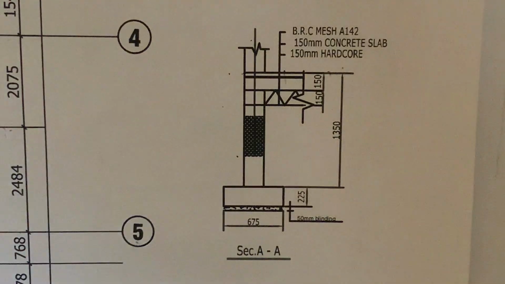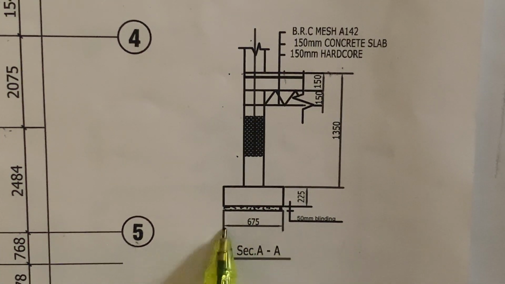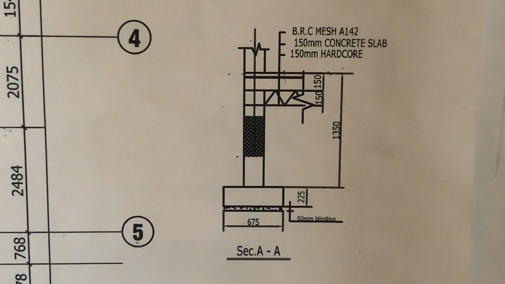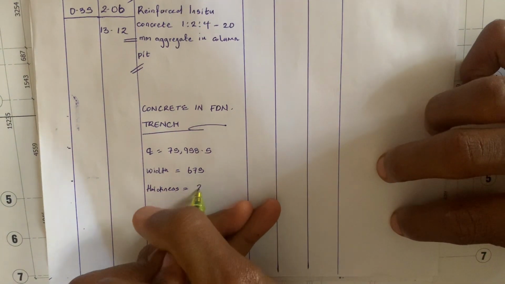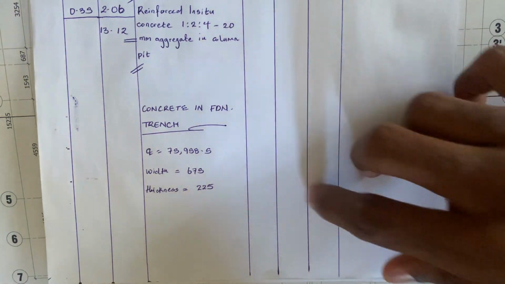So we're going to determine the thickness of our trench from the section through the foundation trench. As you can see in this drawing, this is a section through AA in our foundation drawing. This is the width of our trench, and it is giving us 675. And what is the thickness of the trench? You can see the thickness here is 225 mm. So with this we can now book for our concrete in the foundation trench. So with this we have gotten the parameters that we need.